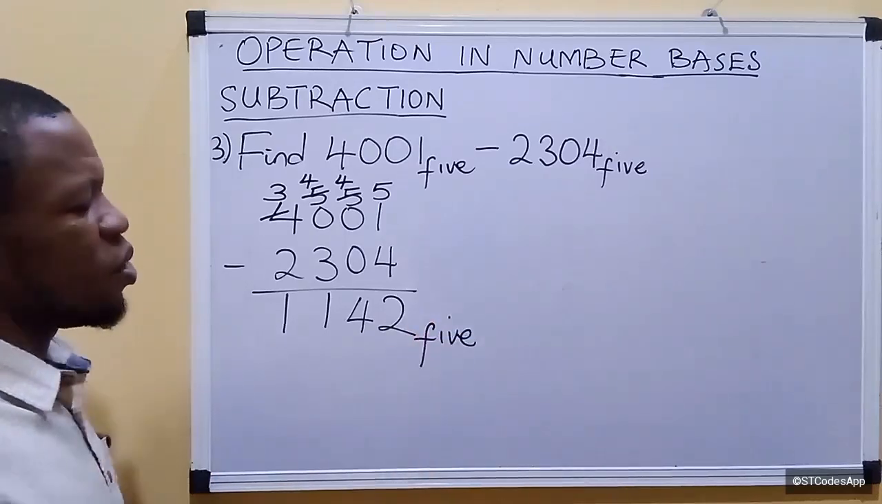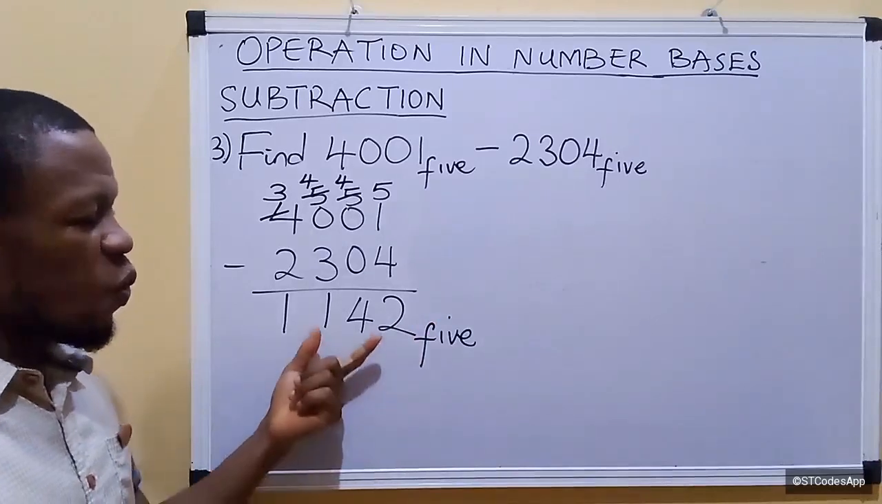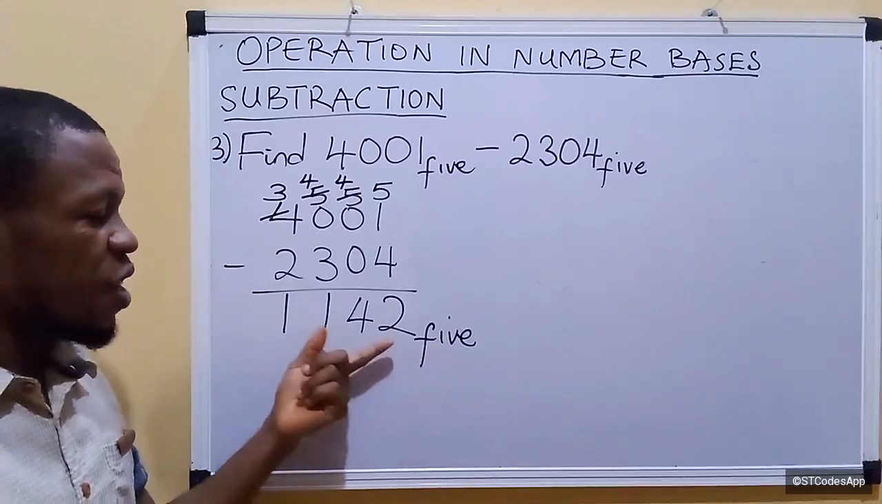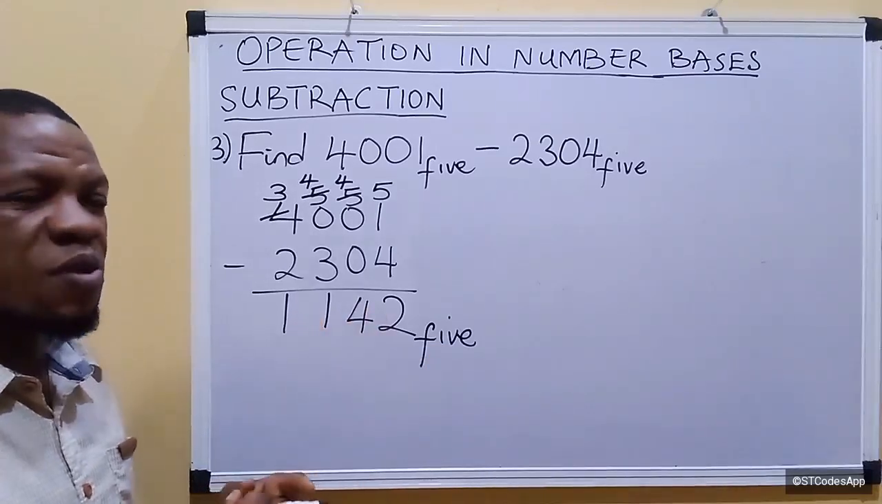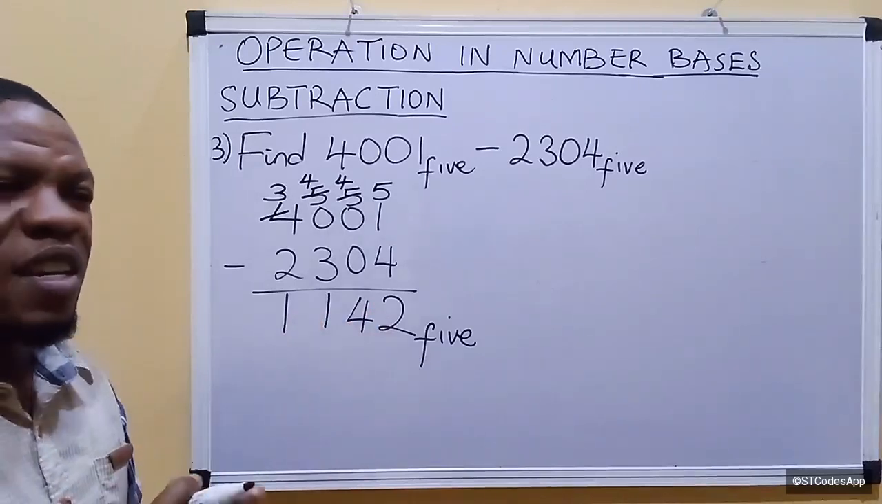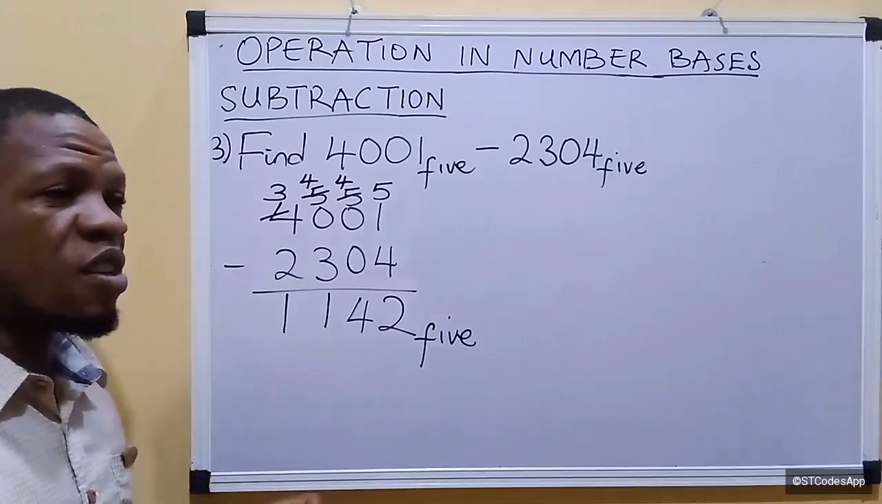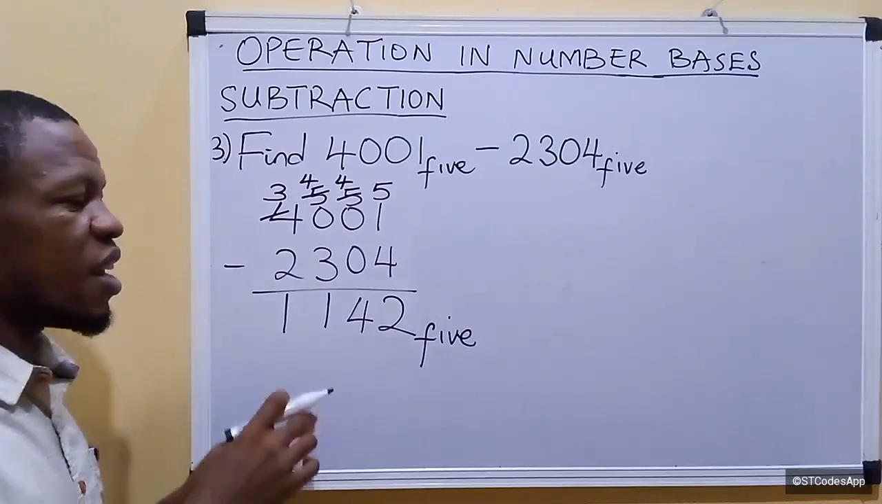Now if you observe closely at this answer, you will discover that we don't have a digit equal to 5 or greater than 5 in this base. That's the confirmed explanation we gave in the introductory part of number bases, that we cannot have a digit equal to the base or greater than the base in that base.